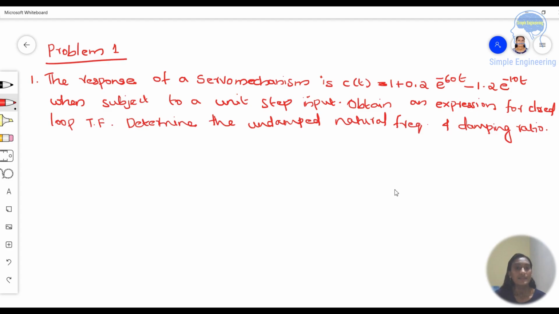The problem is: the response of a servo mechanism is c of t equal to 1 plus 0.2 e power minus 60t minus 1.2 e power minus 10t when subject to a unit step input. Input is given as unit step input. Obtain an expression for the closed loop transfer function. Determine the undamped natural frequency and damping ratio. So let's solve the problem.